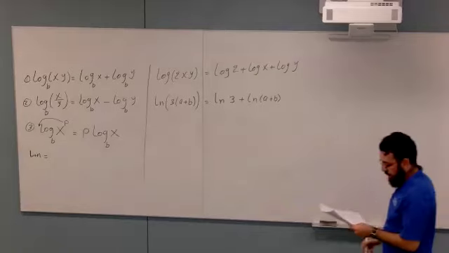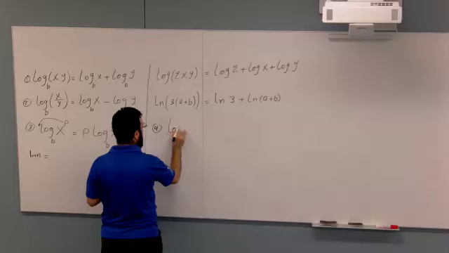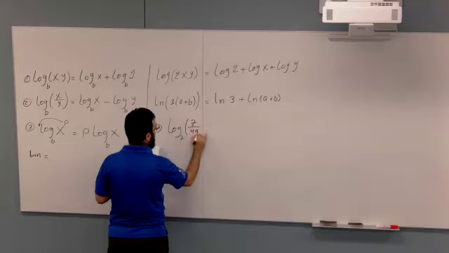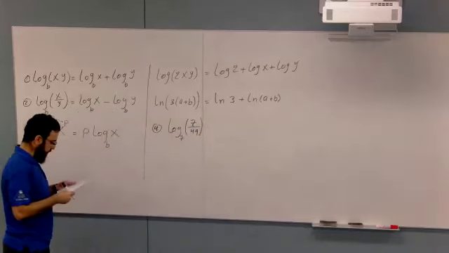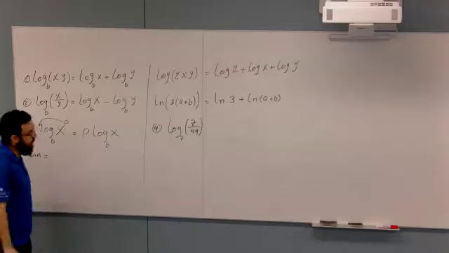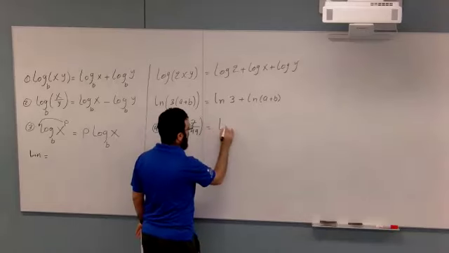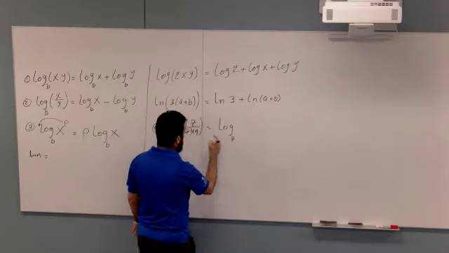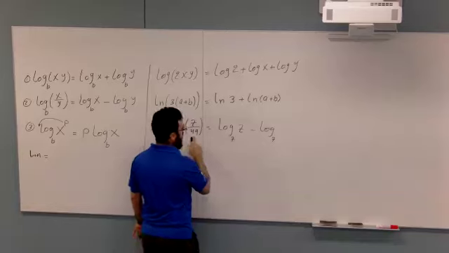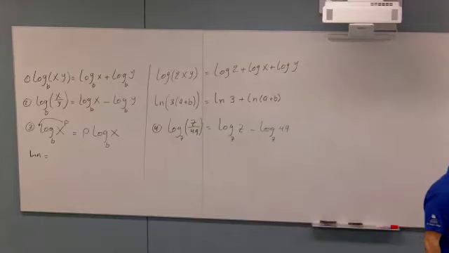Number 4. We have log to the base 7 of z divided by 49. How are we going to solve it? It's going to be log to the base 7 of the top, always, minus log to the base 7 of 49. Now think about that, because that's what you're gonna get when you're doing the homework.